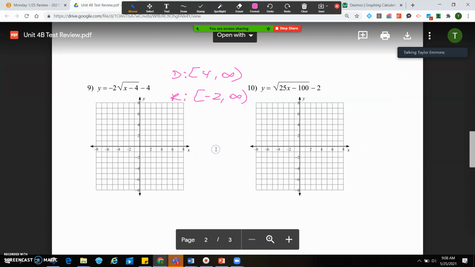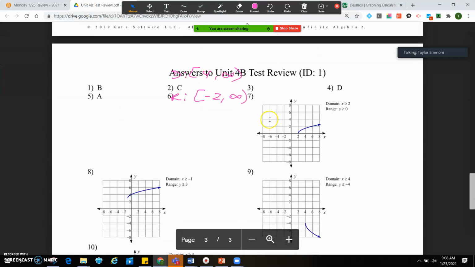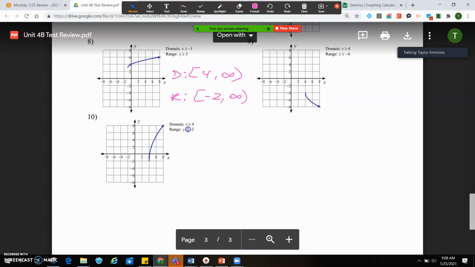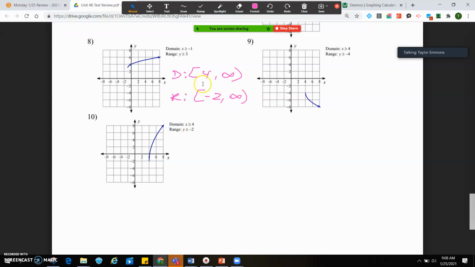And if you want to see the other way to write it, it's down here on the answer key at the bottom. Okay, so this is the same thing as what I have right here.